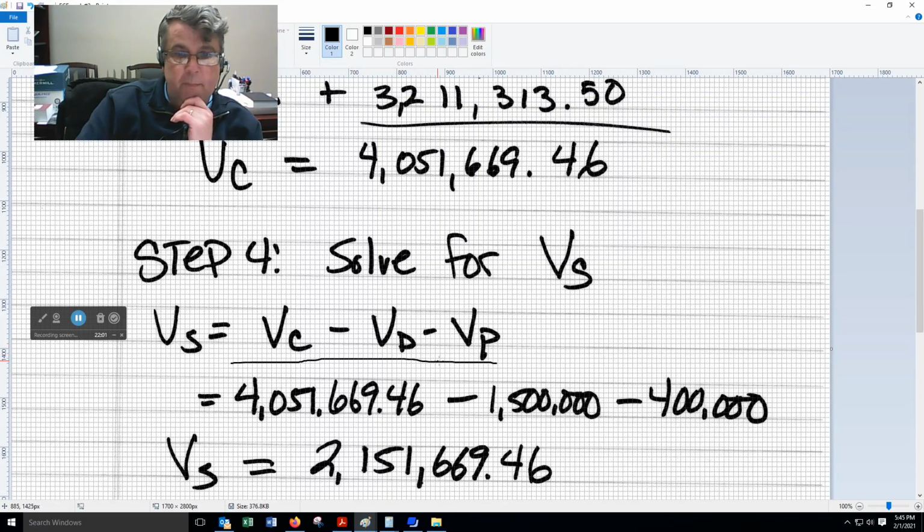Okay. Not something you get from other co-eds. It's the value of the debt. And then we also have to subtract out the value of the preferred shares. When we do that, we get a VS, this is the value of common stock shares, of $2,151,669.46. Okay.